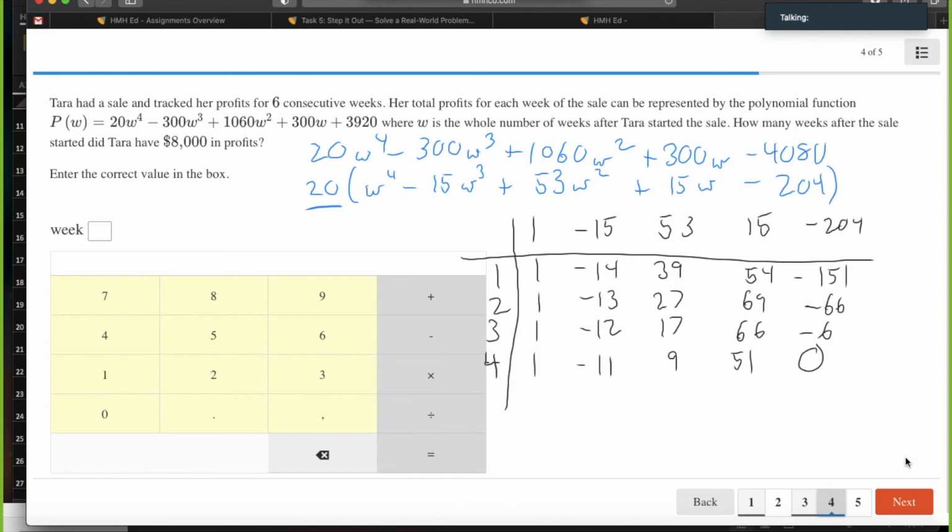Bingo. So at this point, we know that 4 is a 0, and that's probably going to be the number that makes the most sense. So we're going to say it took Tara 4 weeks.